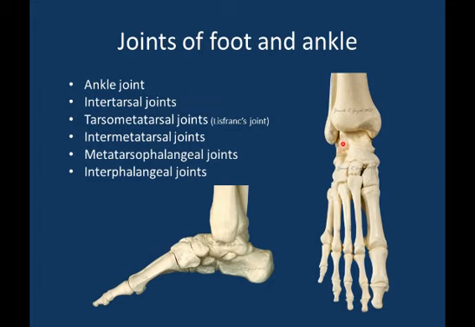Apart from these three main joints, there are joints between the tarsal bones called intertarsal joints, joints between the tarsal and metatarsal bones, which are tarso-metatarsal joints, the intermetatarsal joints between the metatarsals, the metatarsophalangeal joints between the metatarsals and phalanges, and the interphalangeal joints between the phalanges. So there are tons of joints in the ankle and foot for the sonographic evaluation.